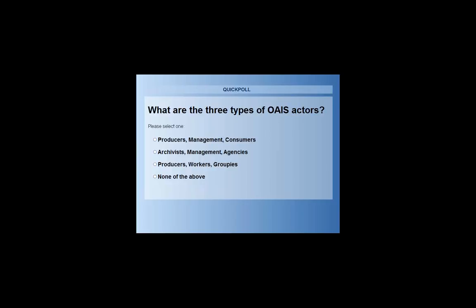So the 3 types of OAIS actors. Well, most of you got it right. It's A, the producers, management, and consumers. Now, I know some of you really would like it if we had groupies in there, but that'll be a different presentation on how to get groupies. All right, let's do a different poll.